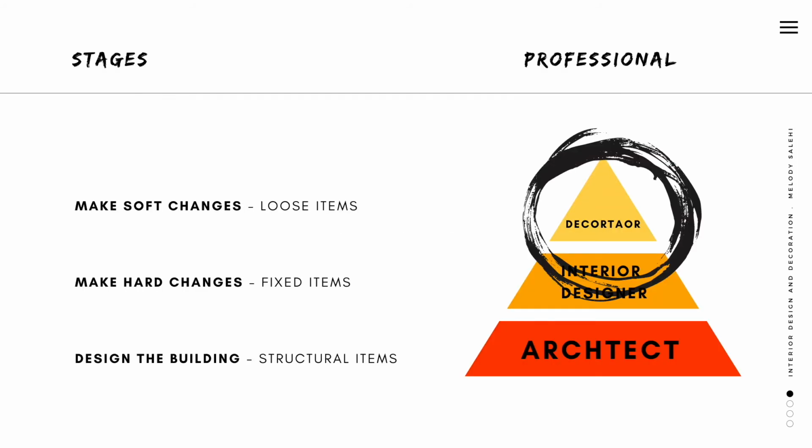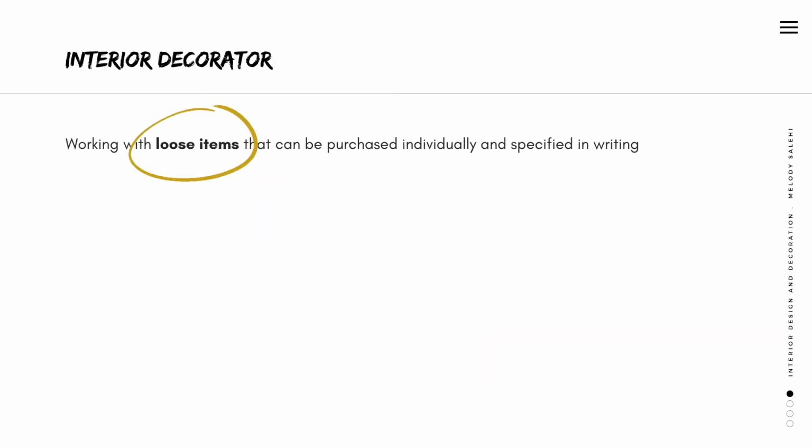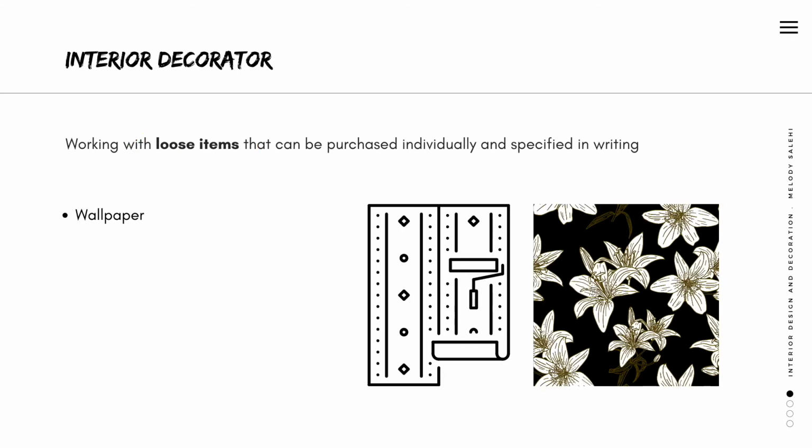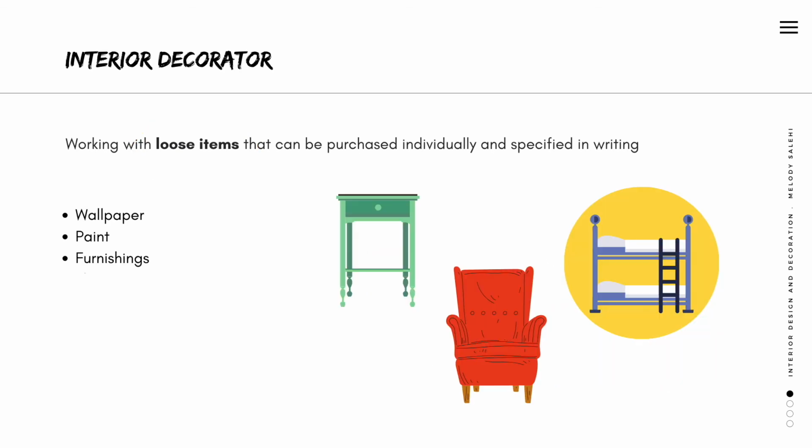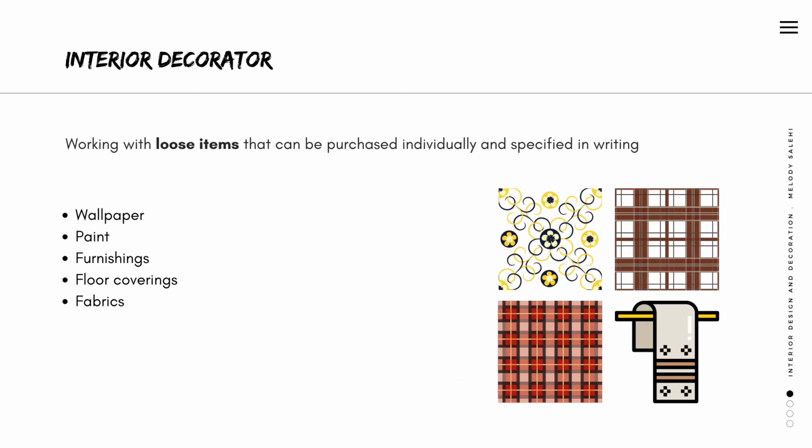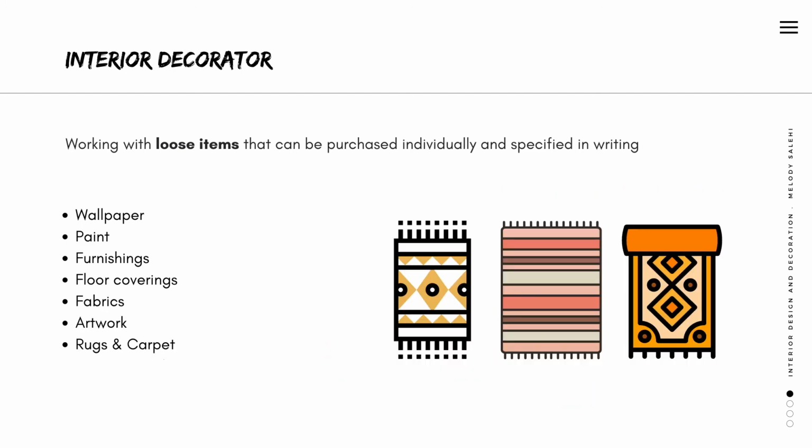Interior decoration generally involves working with loose items that can be purchased individually or specified in writing, such as wallpaper, paint, furnishings, floor coverings, fabrics, artwork, rugs, carpet, and decorative objects. Interior decorators are not involved in structural planning, access and egress issues, or health and safety planning for occupants. However, to be an interior decorator requires a great deal of knowledge and skills, especially about color, texture, fabrics, and furnishings, as well as being fluent with the available products on the market.